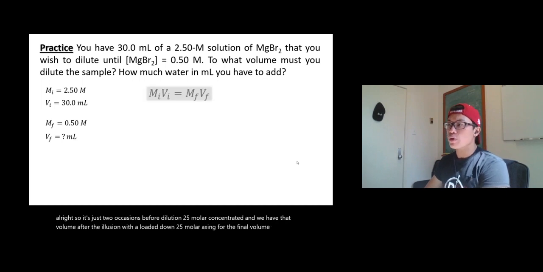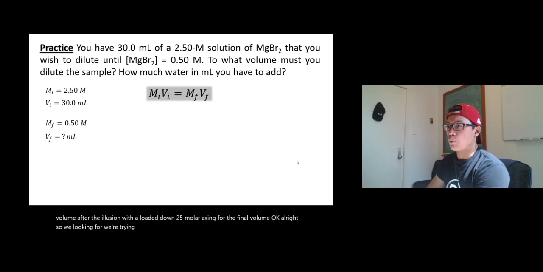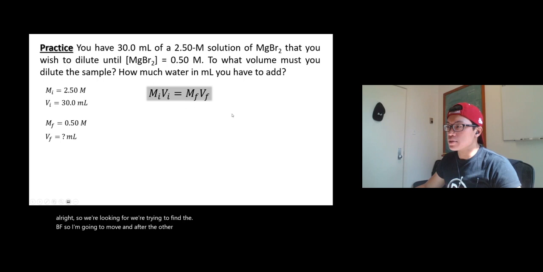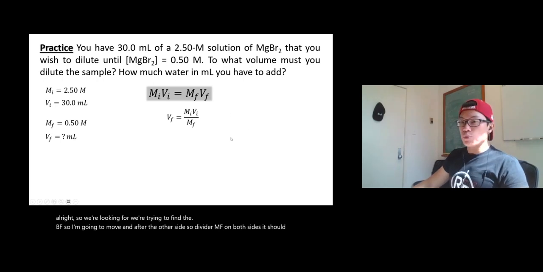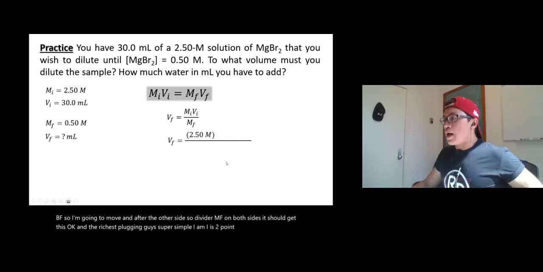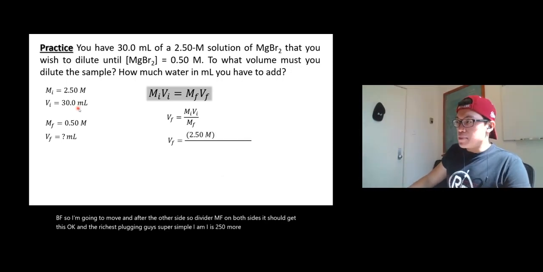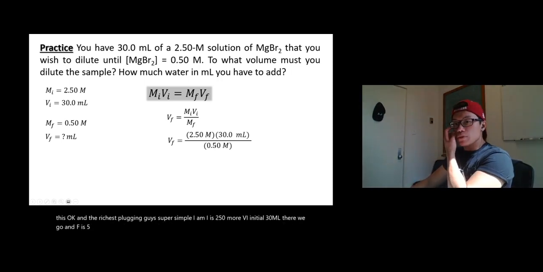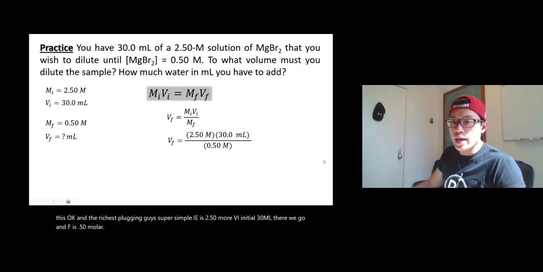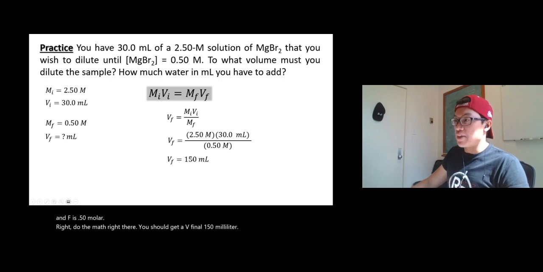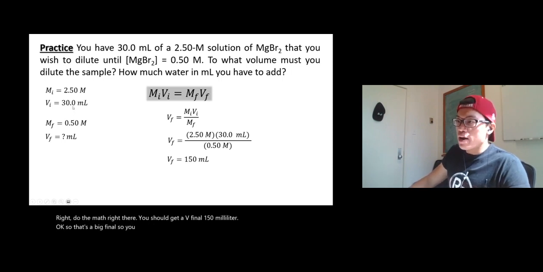Okay. All right. So we're trying to find the VF. So I'm going to move MF to the other side. So divide by MF on both sides, you should get this. Okay. And the rest just plug in, guys. It's super simple. MI is 2.50 molar. VI, initial, 30 milliliter. Here we go. MF is 0.50 molar. Right? Do the math right there. You should get V final 150 milliliter. Okay, so that's the V final. So you have to dilute from 30 milliliter to 150 milliliter.